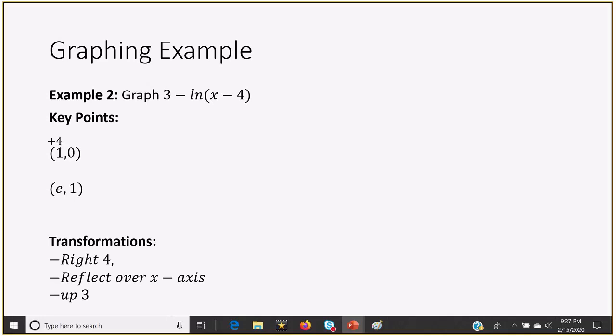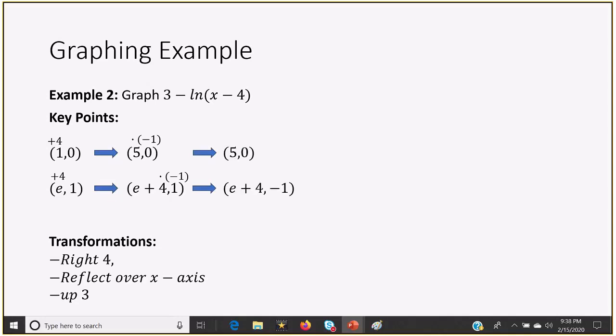First one is moving to the right 4, so I'm going to add 4 to both of my x values. My first point will become (5, 0), and my second point, you could probably put this as a decimal if you wanted to, but for now let's just leave it as (e plus 4, 1). And then my next transformation is reflect over the x-axis, so I'm going to multiply my y values by negative 1. So my first point is actually not going to change. It makes sense: 0 times negative 1 is 0. And then my second point is going to become (e plus 4, negative 1).